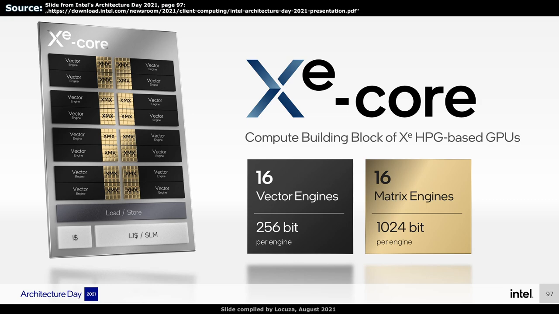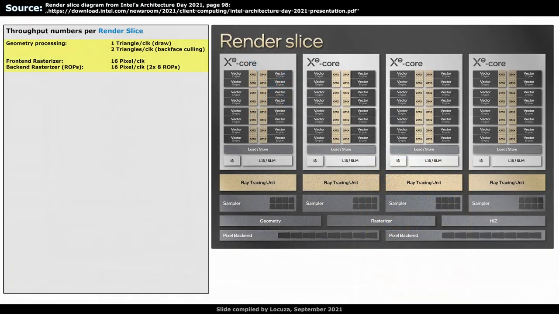The Matrix engines themselves are not that large in comparison to the competition or Intel's own HPC variant, but Intel has a lot of them per Xe core, one per vector engine, so also 16 in total. Let's summarize the throughput numbers per clock for one render slice. The geometry unit can likely deliver one triangle per clock for drawing and cull two triangles per clock. The front-end rasterizer should deliver 16 pixels per clock, and the back-end rasterizers, also known as ROPs, should do the same. So we have a 1-to-1 ratio.